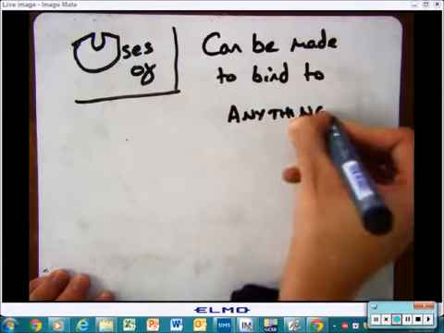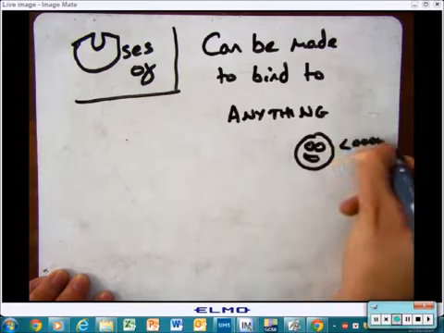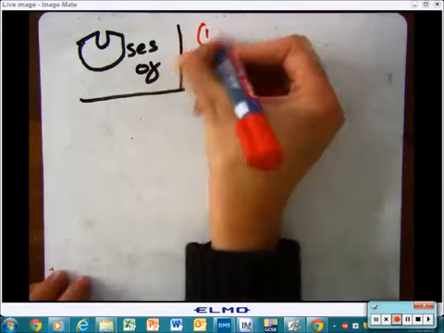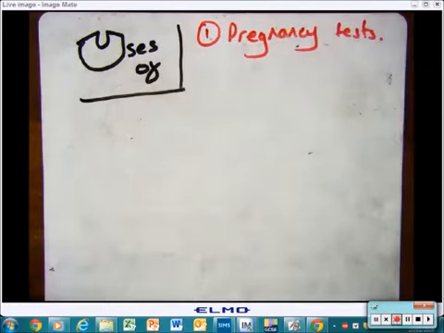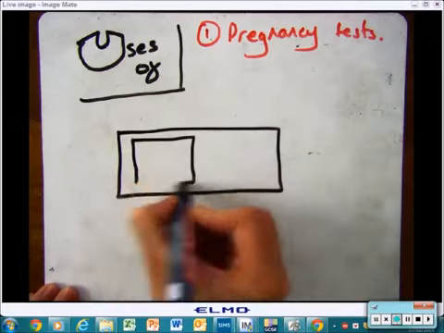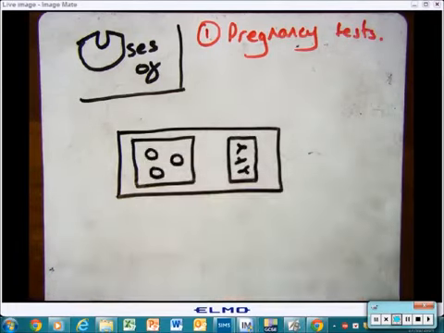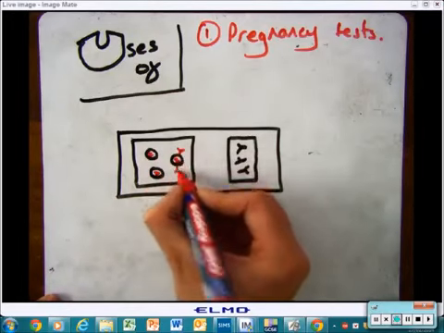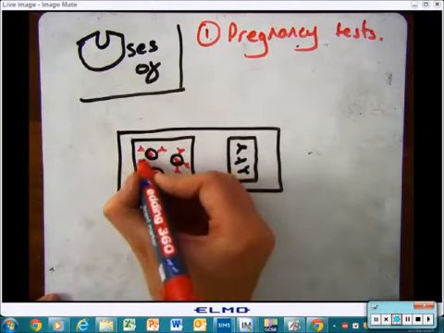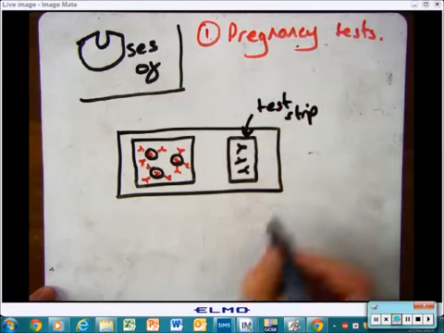So now we're on to the uses of monoclonal antibodies. Now, the key thing here is that these antibodies can be made to latch onto anything, to bind to anything, which makes it really useful in, for example, pregnancy tests. So when pregnant, a hormone is produced by women that is only there when they are pregnant, and pregnancy tests can detect this hormone. So a pregnancy test will have two parts to it.